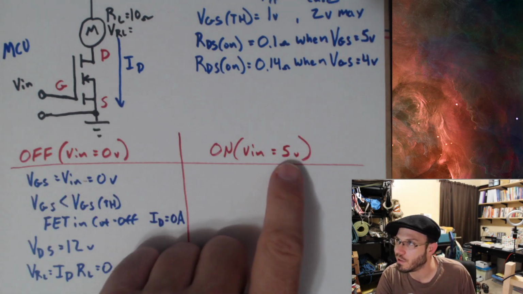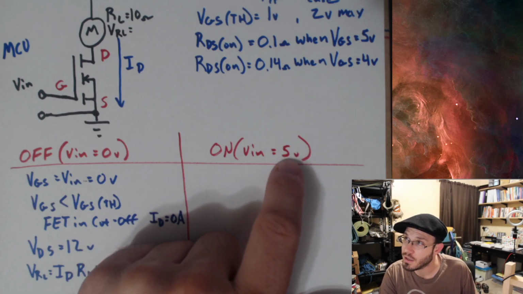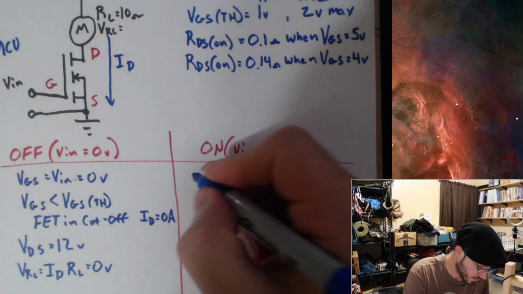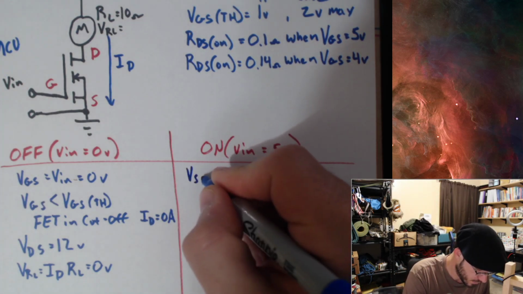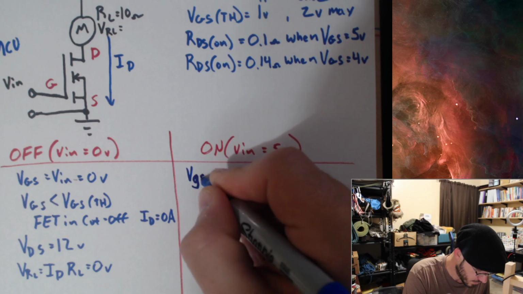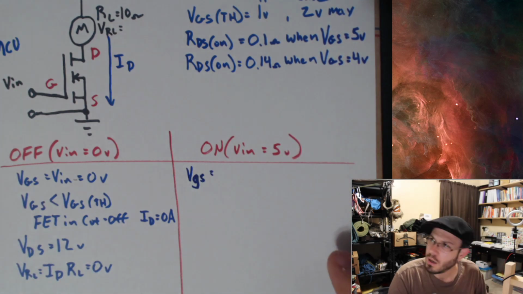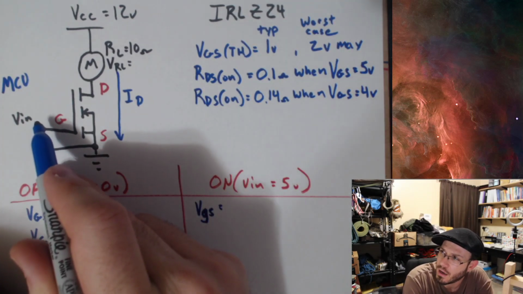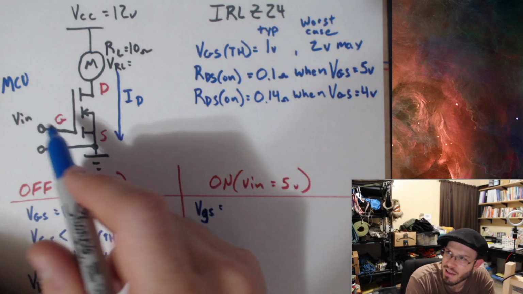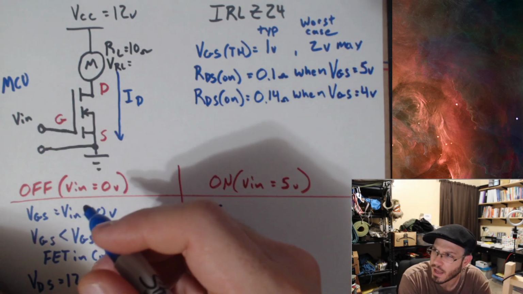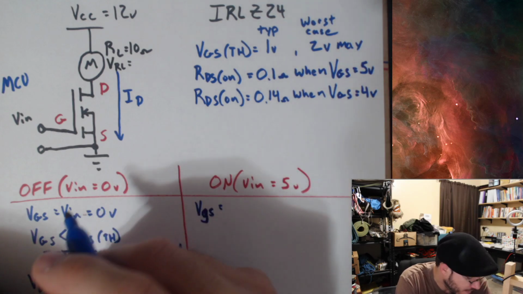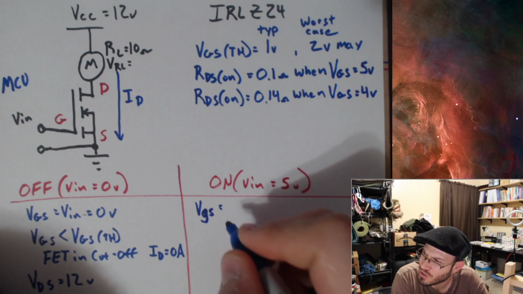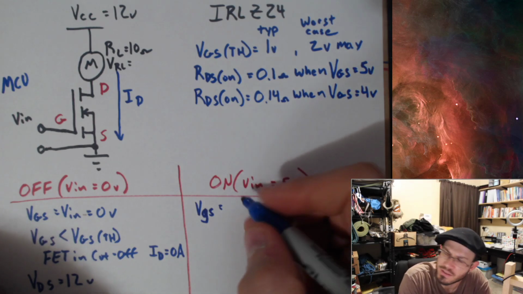Now, let's go ahead, let's do something a little more interesting. Let's actually turn this guy on. Okay, now what's VGS equal to? Well, if I apply 5 volts over here and this is 0 volts, then I have 5 volts. So VGS equals 5 volts. But let me go ahead and let me expand this a little bit. VGS is actually equal to VG minus VS.